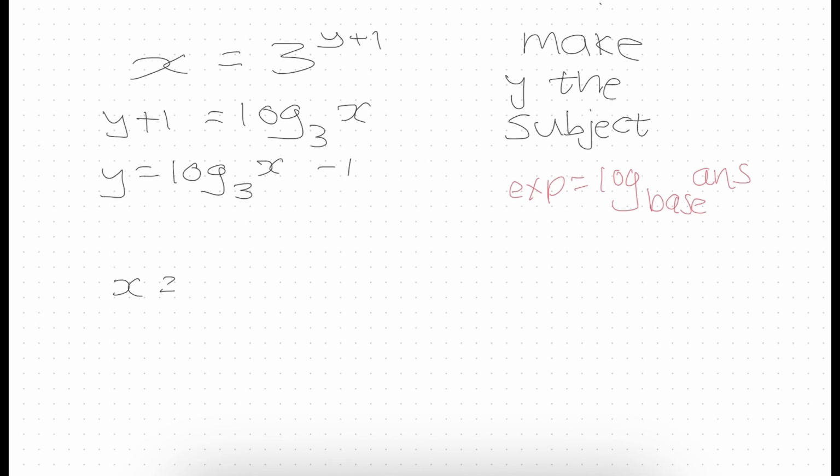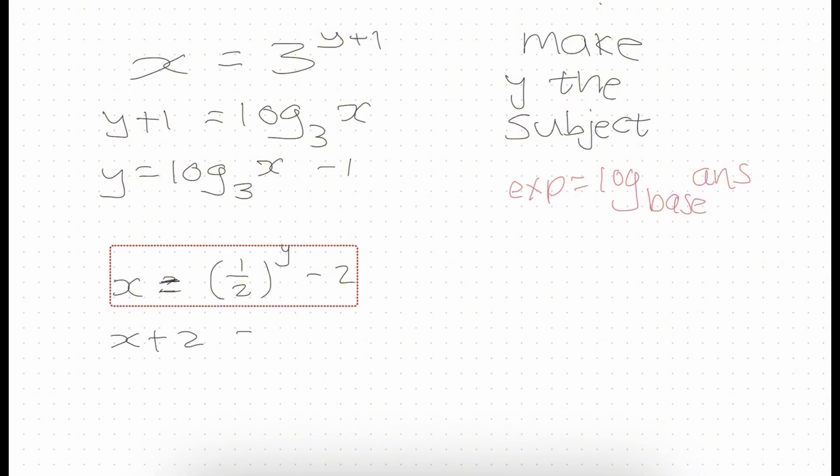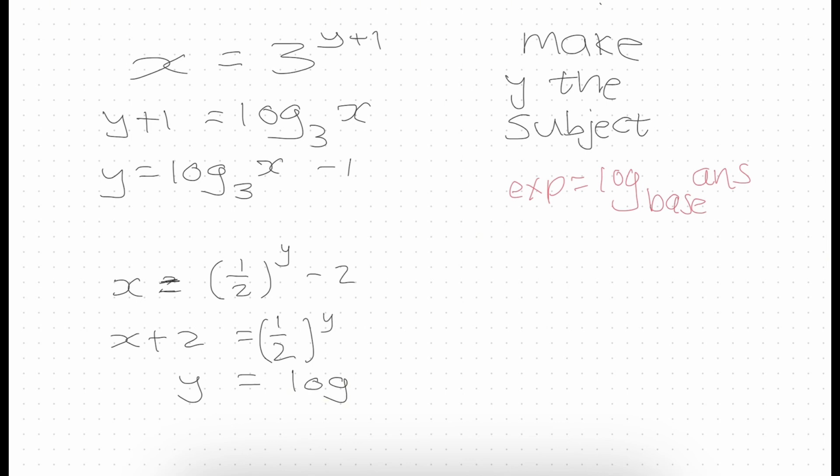Here's just another example. X is equal to a half to the power of y minus 2. Notice the slight difference between the two questions. To start off, you want the term to be alone. That's why you first carry over the minus 2 into a plus 2 to isolate the exponential term. Now you apply x equal log base ans. Exponent is y, log of the base, which is half, and the answer is the x plus 2.